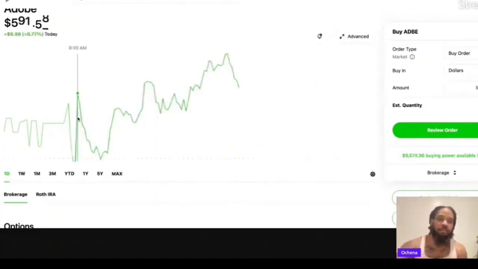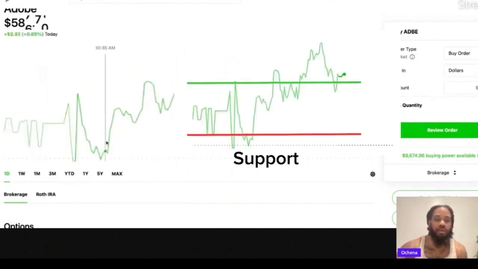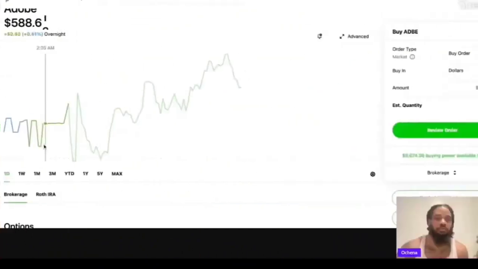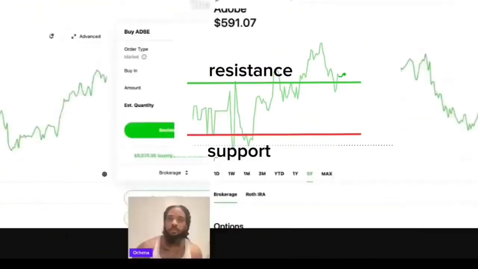And then for our support line, we're going to find a lower part of the stock. So for example, say here, you're going to draw a support line down here. We want to have a support line and a resistance line.